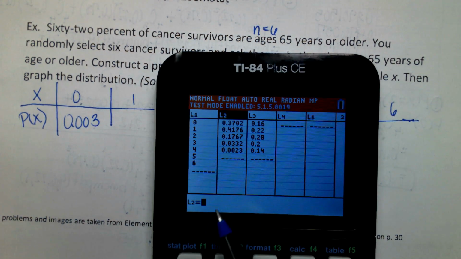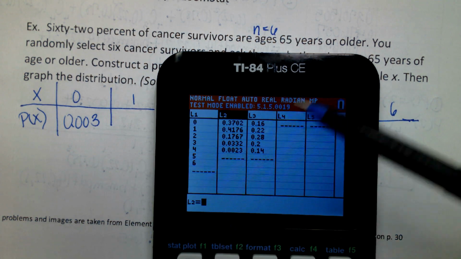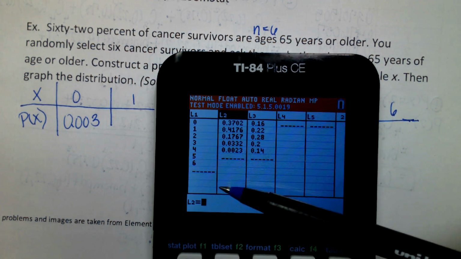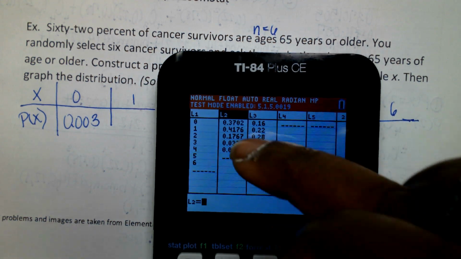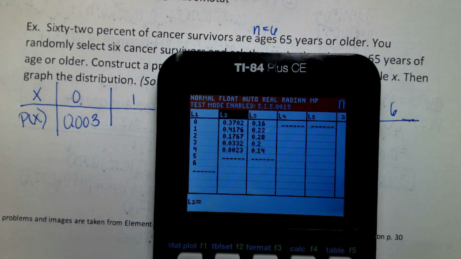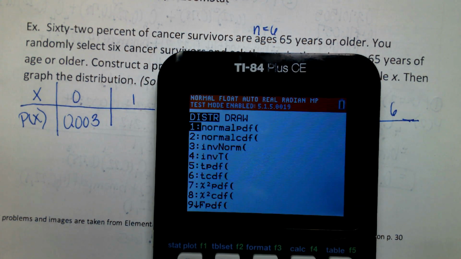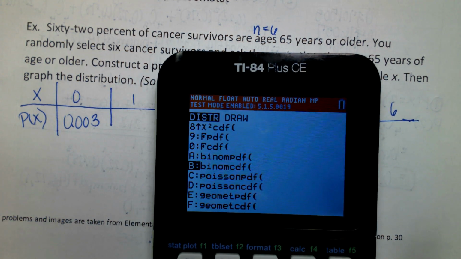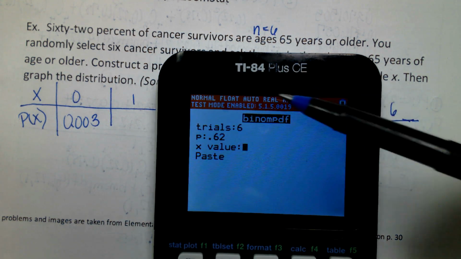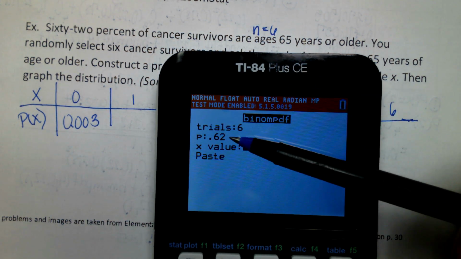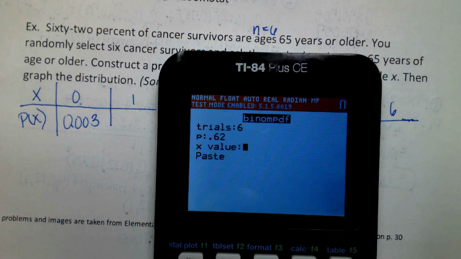It's clear. So I'm going to put my binomial PDF in here because it has to do them individually. I can't use binomial CDF because I don't want them to accumulate. I want the calculator to do them individually. So second bars. If you don't like this way of doing it, please don't think you have to do this. Okay? So 6 is my n, 0.62 was my p, my x value, because I'm inside of a list, is L1.